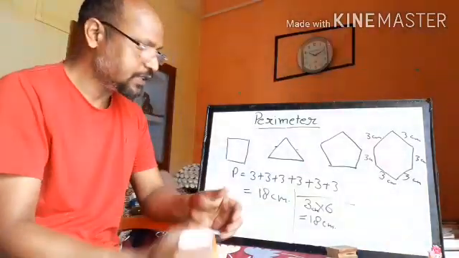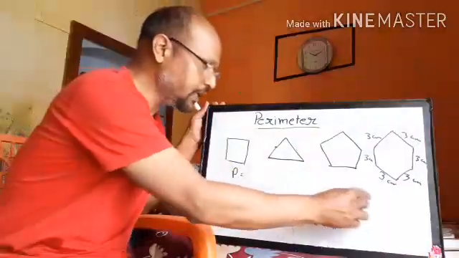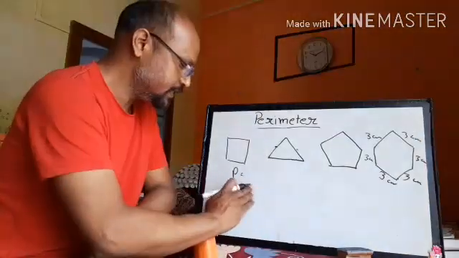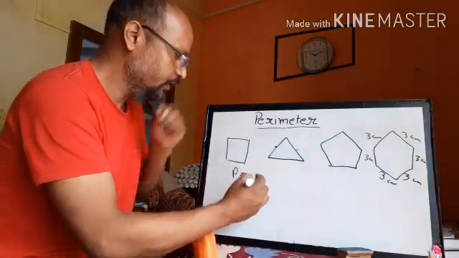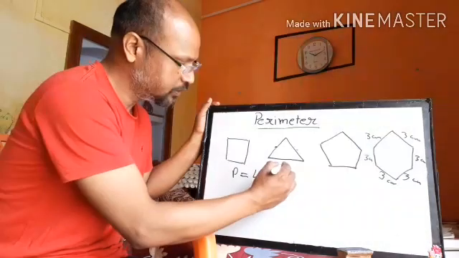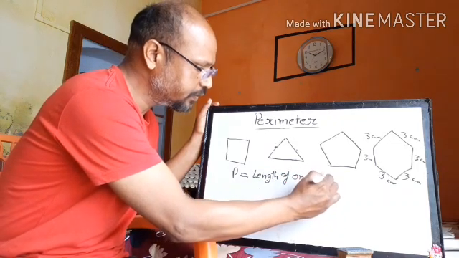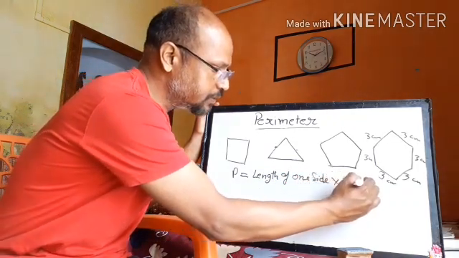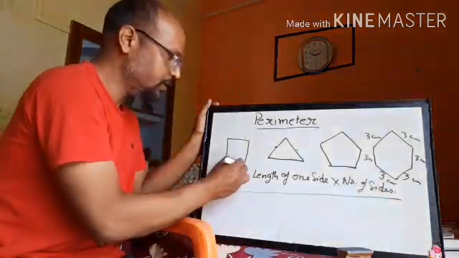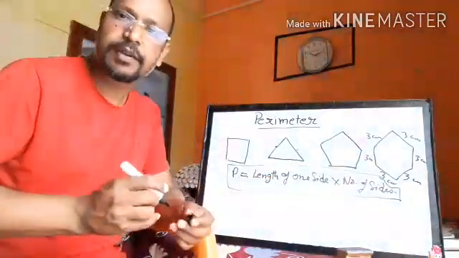So after this discussion, we come to the conclusion that the perimeter of any regular figure, keep it in your mind, is length of one side into number of sides. Here's the general formula for finding the perimeter of any regular figure.